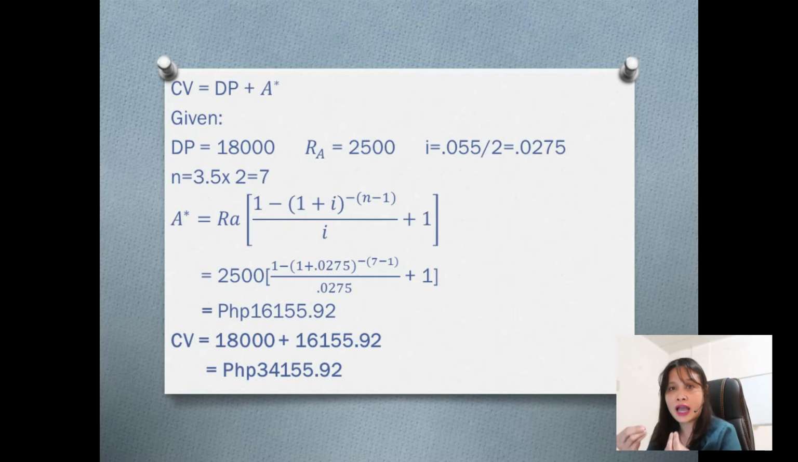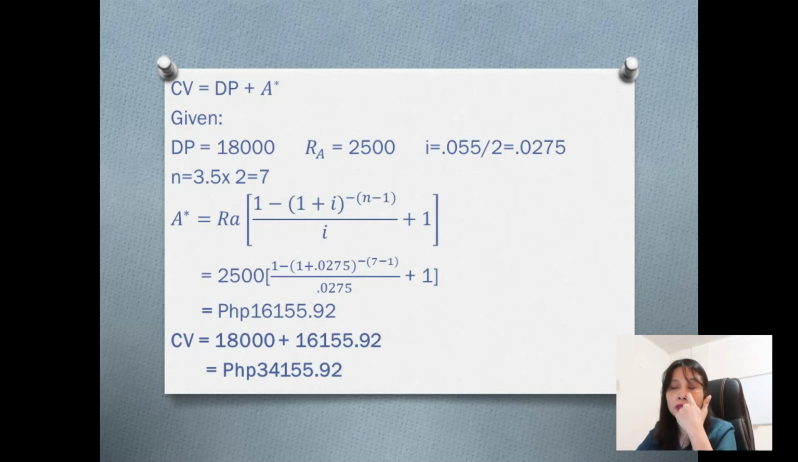So since we're talking about cash equivalent, what is the formula for cash equivalent? That will be down payment plus the present value. Okay, we do have the down payment. So what is the unknown? A. So we need to solve for A, because there's already a down payment. So how do we solve that?